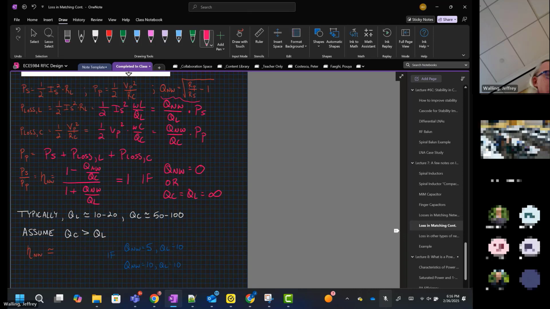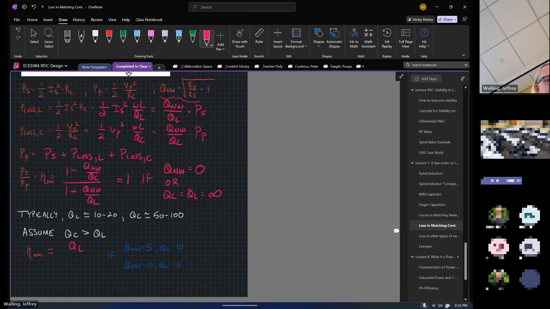All right. If we assume that the quality factor of the capacitor is much bigger than the quality factor of the inductor, then our matching network efficiency for this matching network topology becomes something like QL over QL plus Q network. So here we're just assuming that QC is completely dominated by QL.